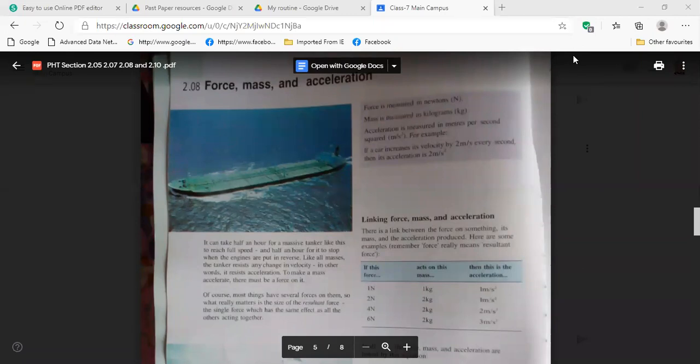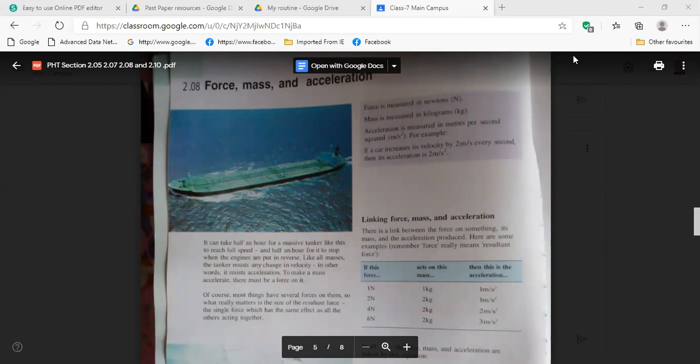Sir, acceleration is the change in velocity. Very good. Change in velocity by the time taken. It is exact. Not only change in velocity, it should be divided by the time taken. That is called acceleration. So you should have a clear idea. So we are now linking force, acceleration, and mass.